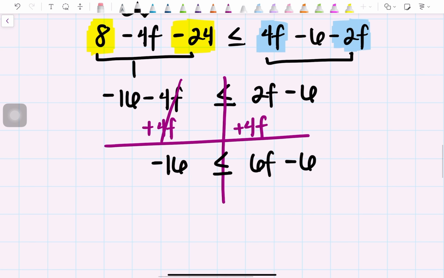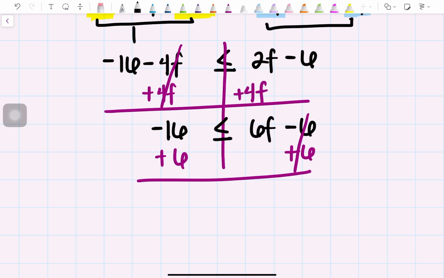All right. Now I'm going to go ahead and move my numbers to the left-hand side, which means I'm going to go ahead and add 6 and add 6. All right, cancels there. That's going to give us, in this case, guys, a negative 10 is less than or equal to a 6f.